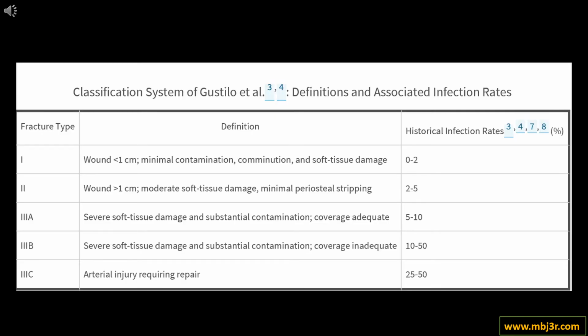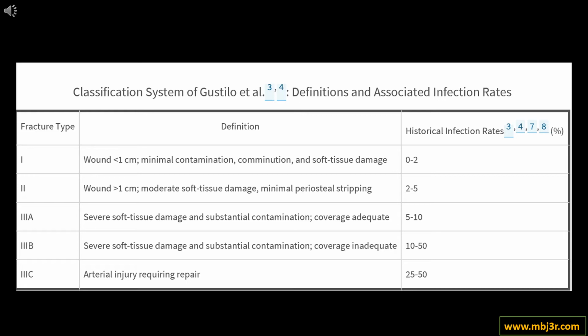The classification system of open fractures that is popularly followed is the Gustilo classification. There are three types. Type 1: wound less than 1 centimeter, minimal contamination, minimal comminution, and minimal soft tissue damage. Infection rate is 0 to 2%. Type 2: wound more than 1 centimeter, moderate soft tissue damage, minimal periosteal stripping. Infection rate is 2 to 5%.